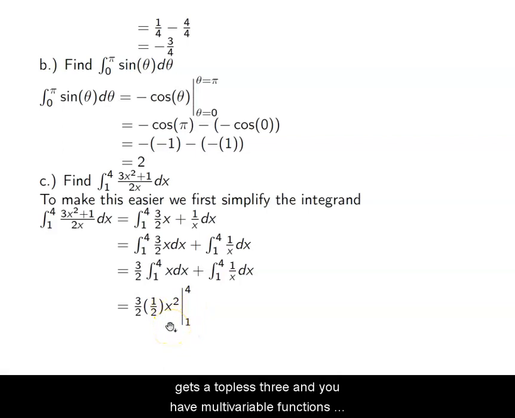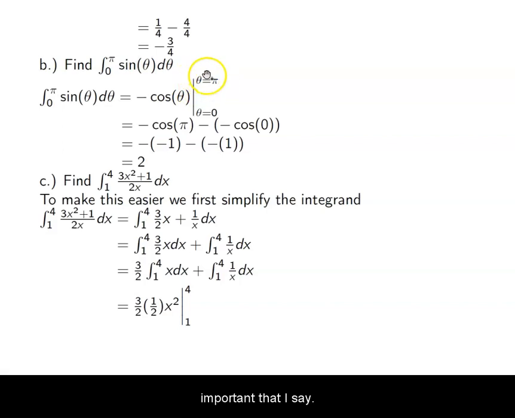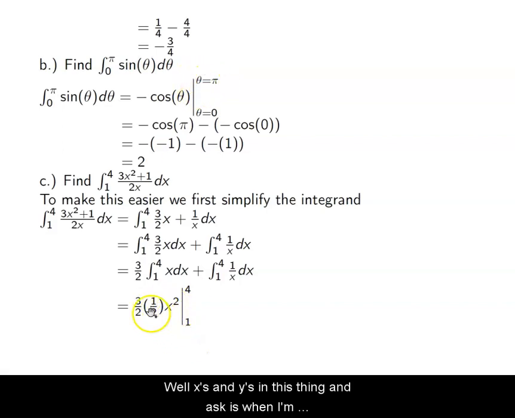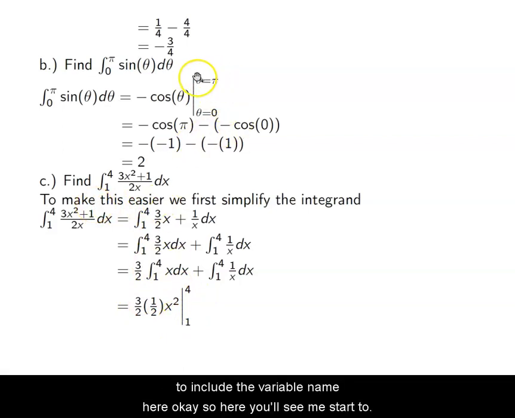Now, when you get to calculus 3 and you have multivariable functions where you see x's and y's in here, which is why it's important that you signify to the reader that you're integrating with respect to x or to y or to z or to theta or to r or to whatever function it is. It's because if I have multiple variables here, then it's very important that I say, well, I have x's and y's in this thing, and x is what I'm evaluating from 4 to 1. So x equals 4 and x equals 1. That would be very, very important in that case. So when we're doing just a single variable like we're doing here, and for most of calculus 2, you don't really have to include the variable name here.